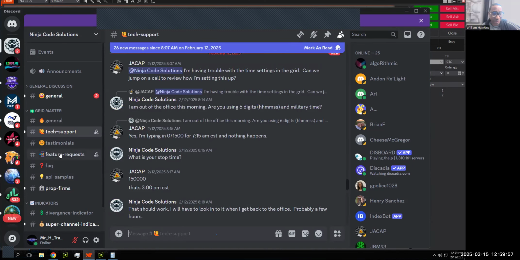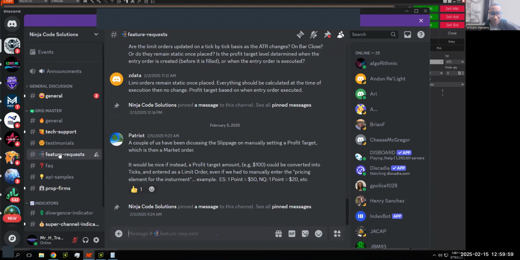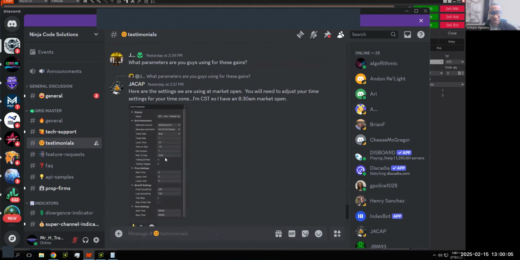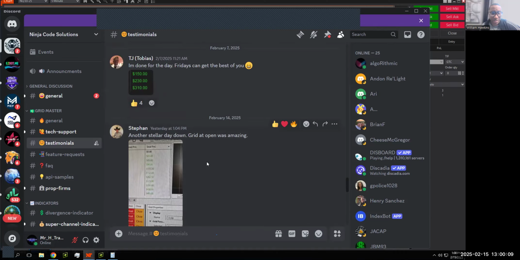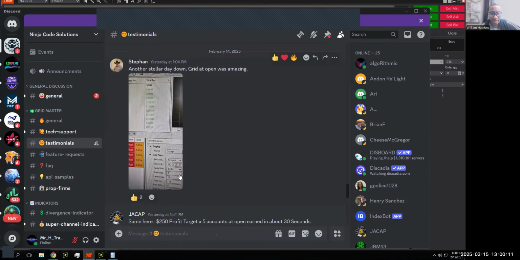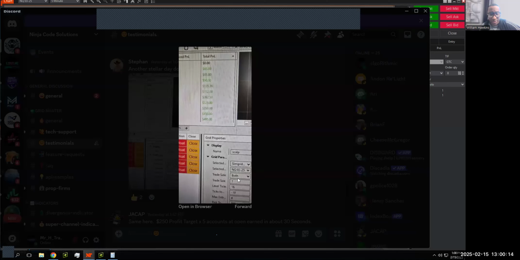You have your features, so you can request certain features on there that you think will help, and you have testimonials. And in testimonials, a lot of people do give their settings too. So you can ask these people what settings they are running. Like he has some of his settings right here: one trade, 16, -10, 4 max entries, and that's what he did.